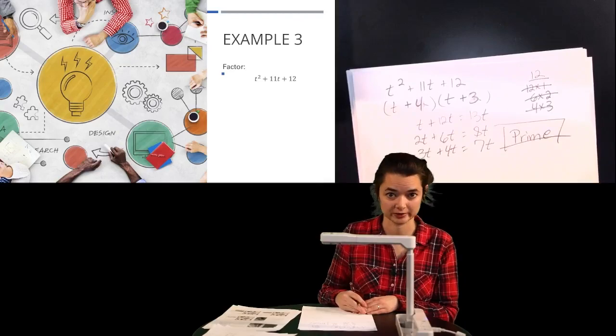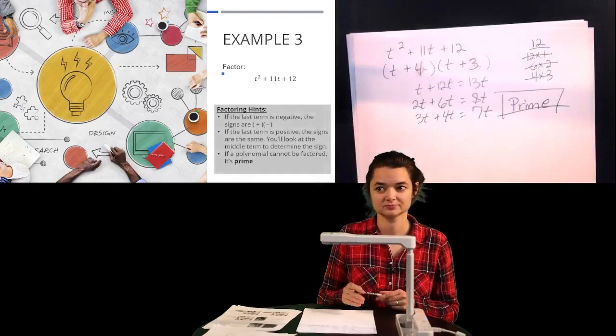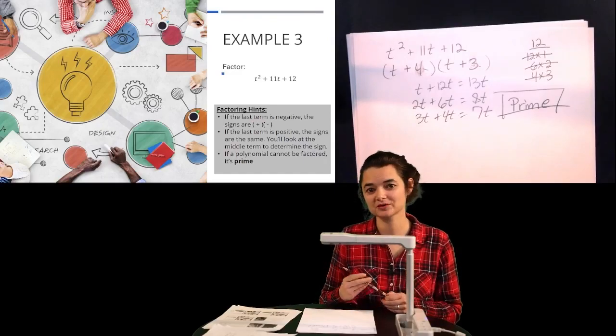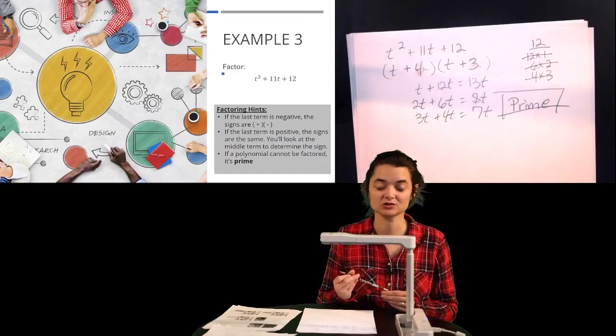That means I can't factor it. So that's your new hint to add to our list. If a polynomial cannot be factored, it's called prime.